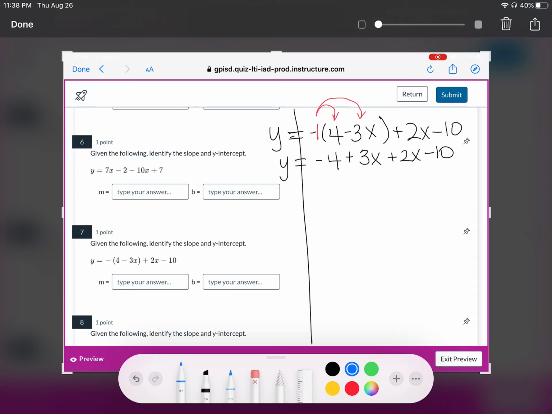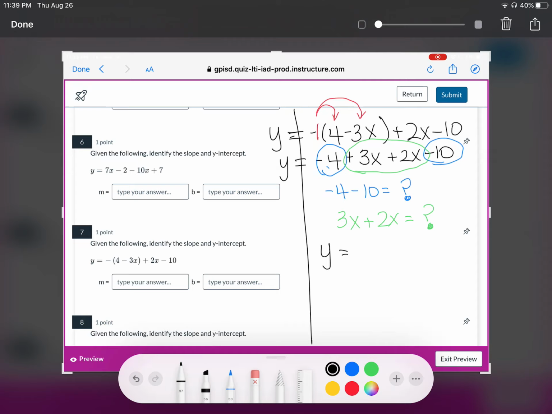Since we've done step 1, step 2 is combine. First term that I see is a negative 4. I'm going to look and see, is there any other number that's all by itself without a variable? Negative 10. When I combine those, negative 4 minus 10 is what? If you don't know, type it in the calculator. Next, I have 3x plus 2x. Hopefully you know what 3 plus 2 is.